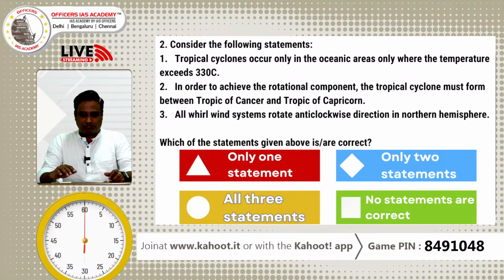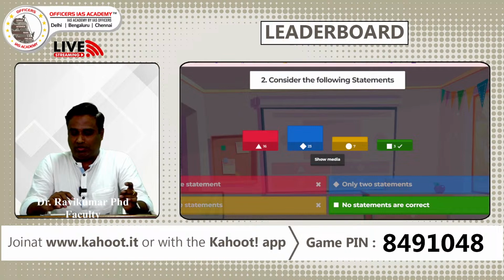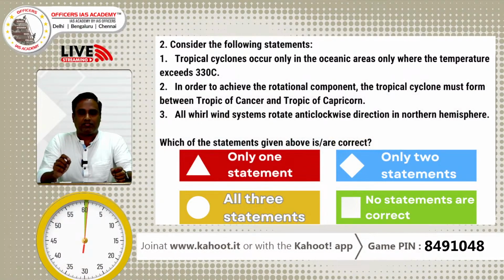Okay, it's time up. Now this is the time to look at the answers. Now we go to statement number 1. Tropical cyclones occur only in the oceanic areas where the temperature exceeds 33 degrees Celsius. So "only" is not right. Beyond 27 degrees Celsius, it is possible to have tropical cyclones.